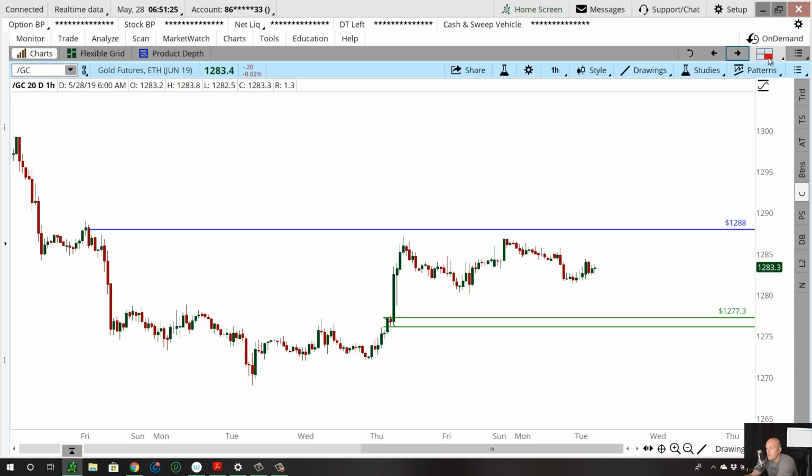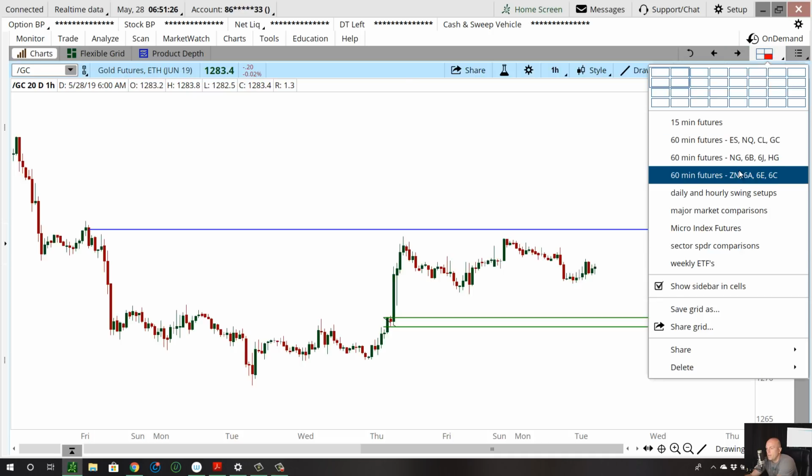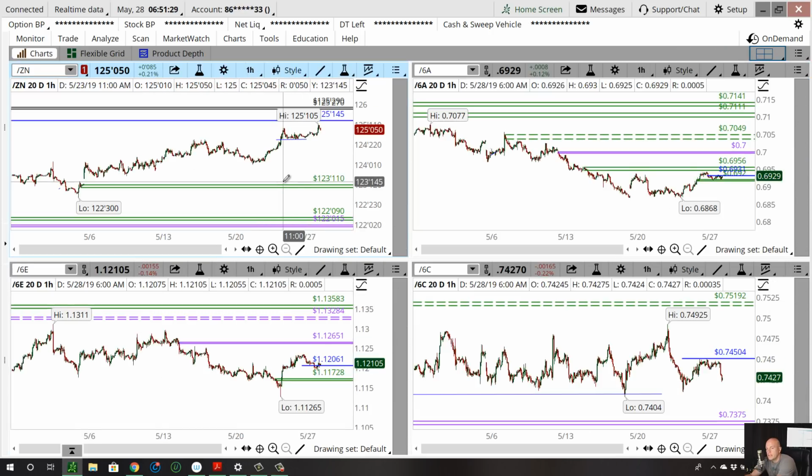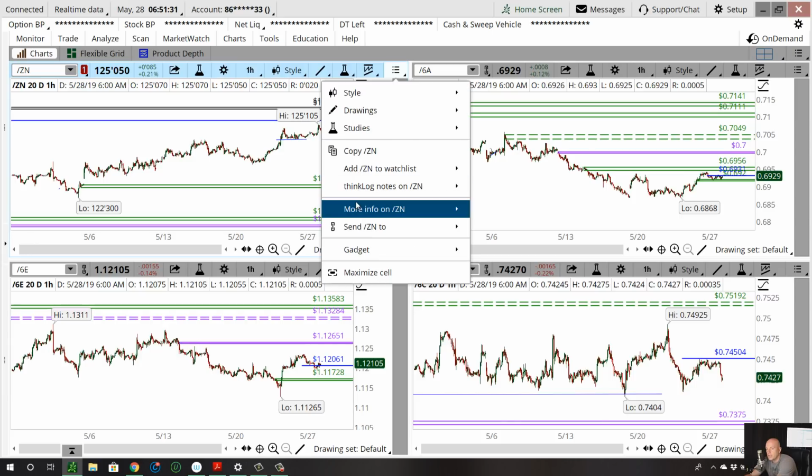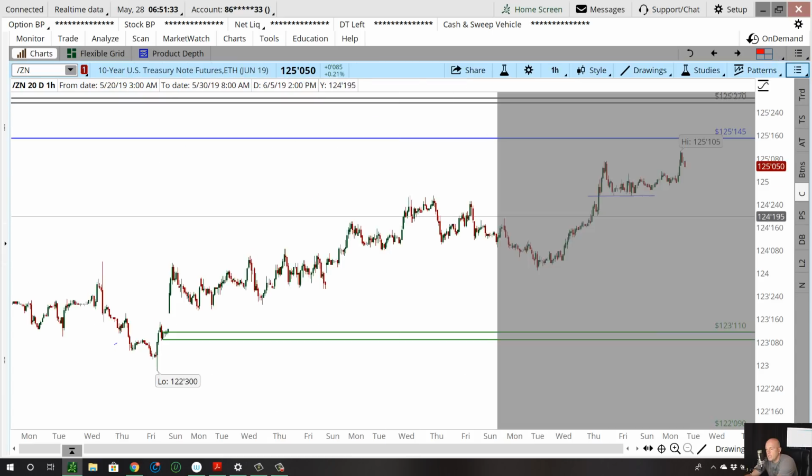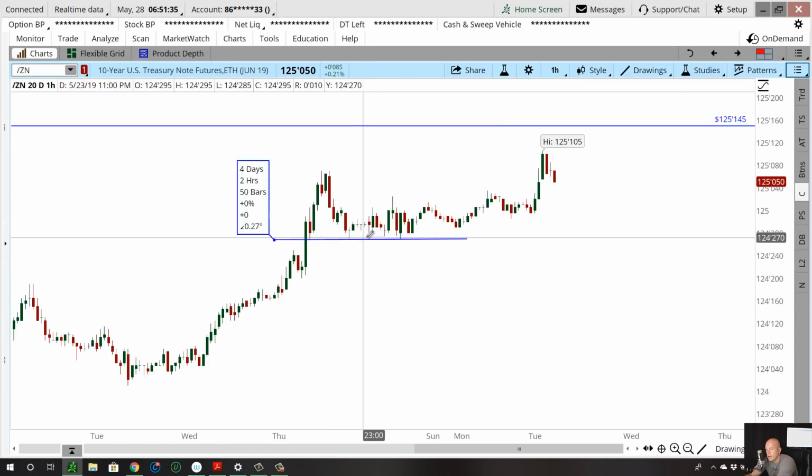Next, looking at our bonds and currency markets. In the ZN, which is our 10-year note, I was looking at this potentially last night for a potential breakdown.